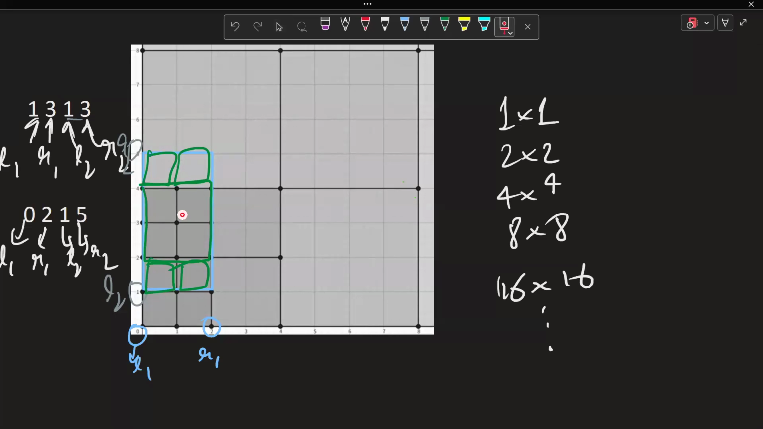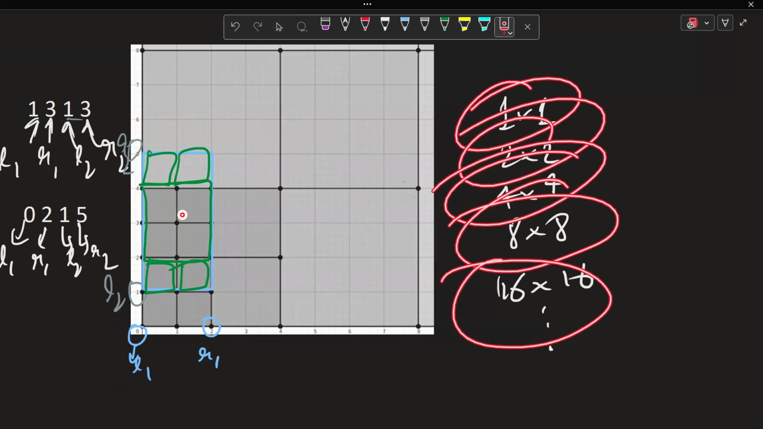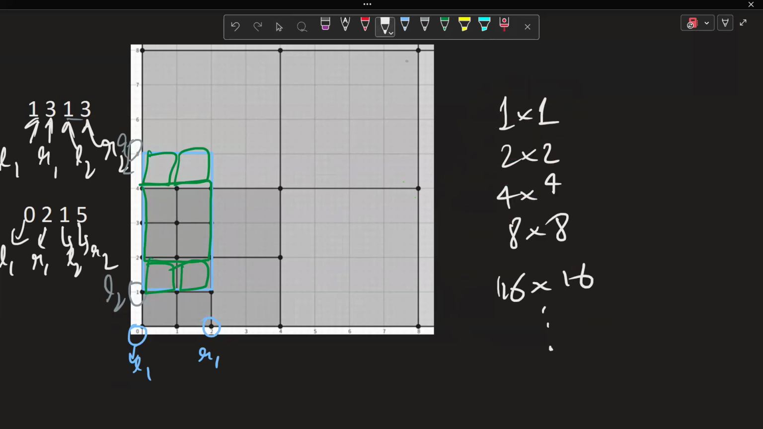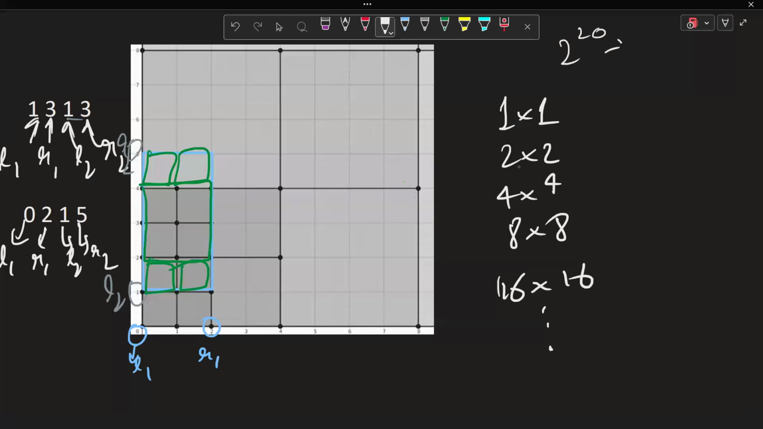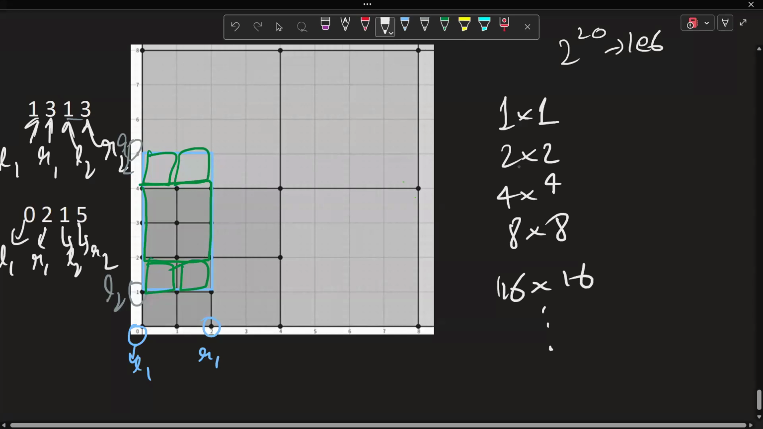You want to find the answer for any rectangle. So what you would try for any such random rectangle, what type of squares do you have? You have 1 cross 1, 2 cross 2, 4 cross 4, 8 cross 8, 16 cross 16, up till where? At max, its range is 1e6. So 2 to the power 20 is about more than 1e6. So at max, you can go up till 2 to the power 20 cross 2 to the power 20.